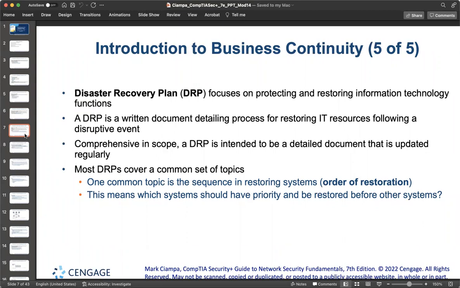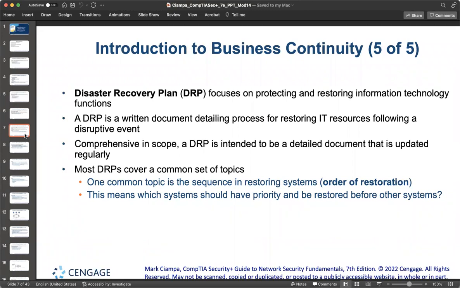Comprehensive in scope, a DRP is intended to be a detailed document that is updated regularly, especially when a failure happens and we learn from that failure. We just feed back to the DRP and we redesign the DRP so that we are ready for such failures in future. Otherwise, through the tests and exercises, we test the DRP more often and update it accordingly. Most DRPs cover a common set of topics, right?